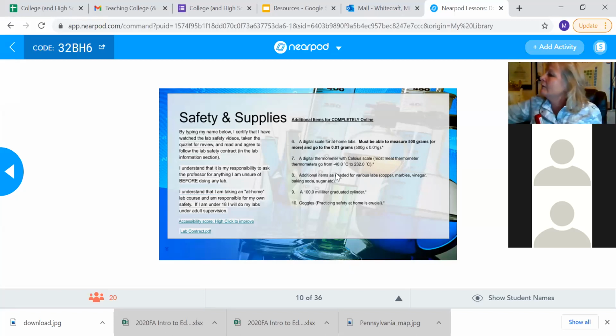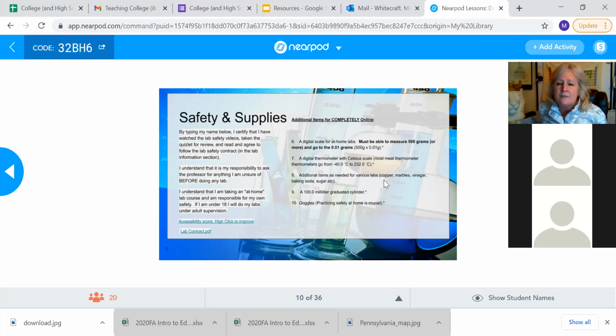A digital thermometer: most of my students are using meat thermometers, and most meat thermometers go from minus 40 to 232 degrees Celsius. So meat thermometers work. The meat thermometer costs $10. My balance, I think I said, costs $35.